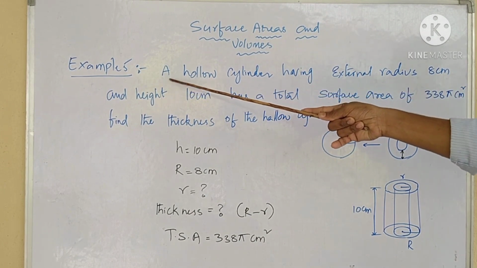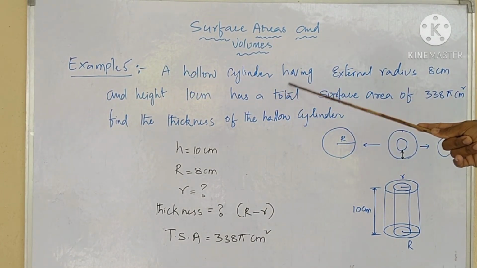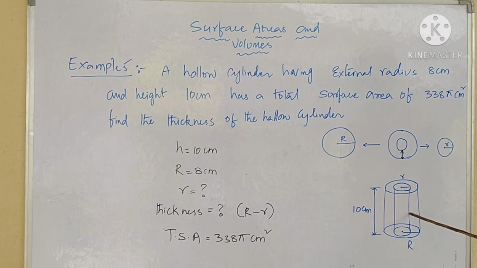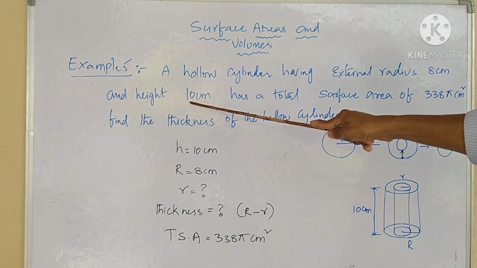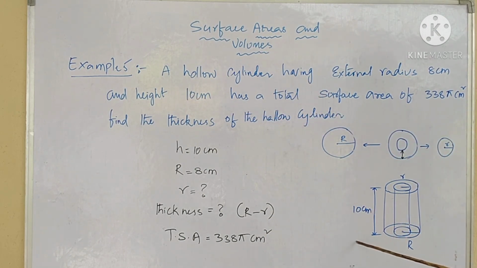This is our example 5. A hollow cylinder, that is a cylinder inside a cylinder. Here this is the top section view, this is the front view, this is the top view. The external radius, capital R, is 8 centimeters, and the height is 10 centimeters. The height is the same for the inside cylinder and the outside cylinder.